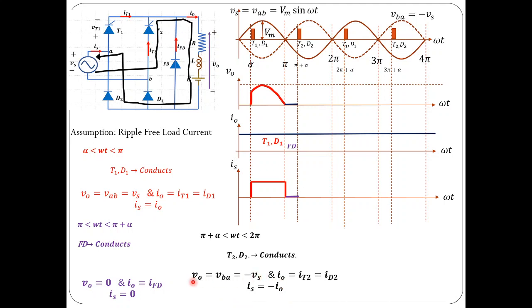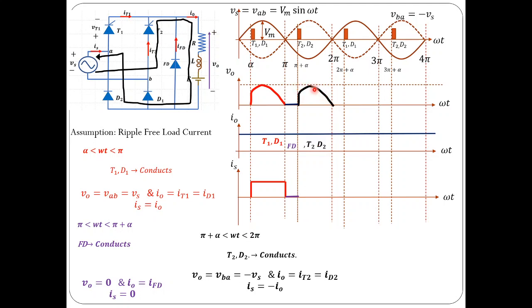So let us indicate these mathematical expressions graphically on these graphs. So we know the load voltage is the same as minus Vs, so minus Vs or VBA, from pi plus alpha to 2 pi. This VBA is shown with the dotted curve. So this is the same as the load voltage, so that can be drawn here.